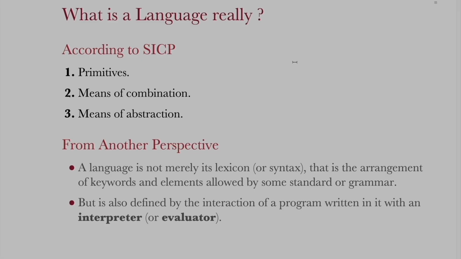What is a language really? Well, according to SICP, the Structure and Interpretation of Computer Programs, this is a really famous textbook and a beautiful and elegant one too. I highly recommend everyone who's interested in programming to read it. According to that text, a language is really built up or constituted from three main items: primitives, means of combination, and means of abstraction.